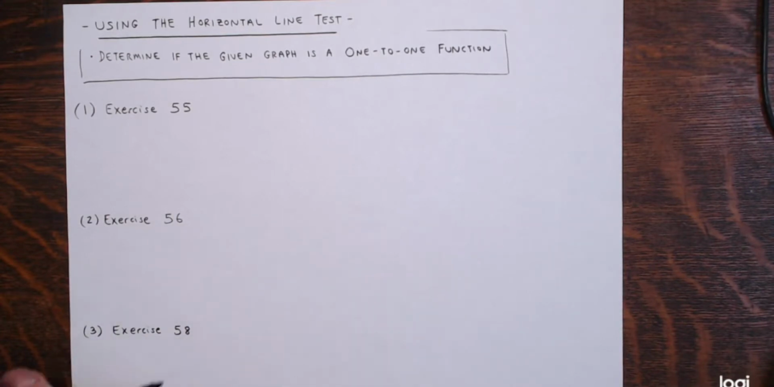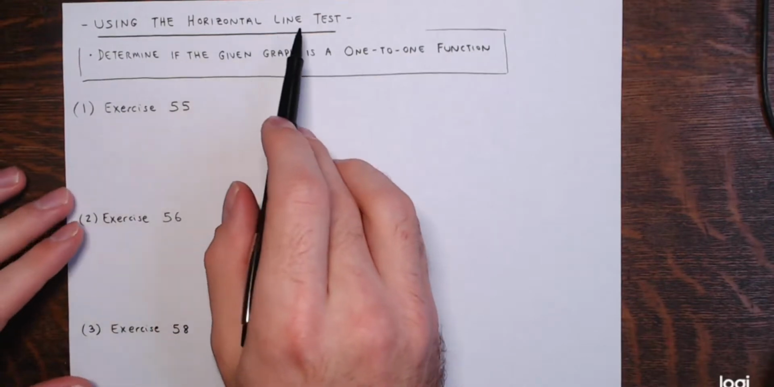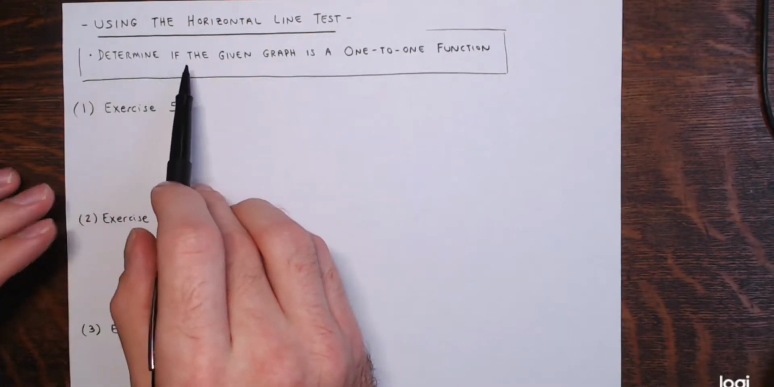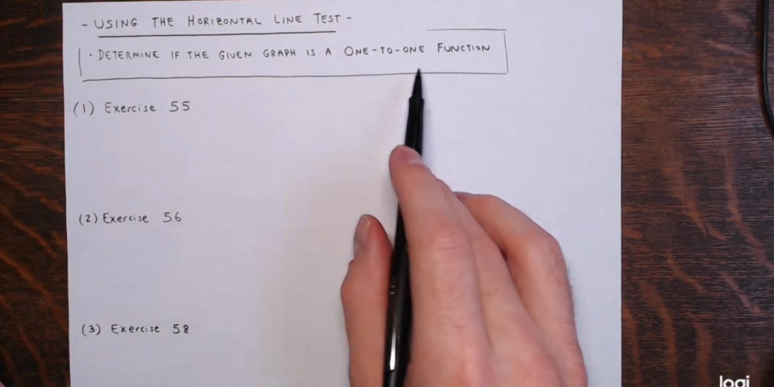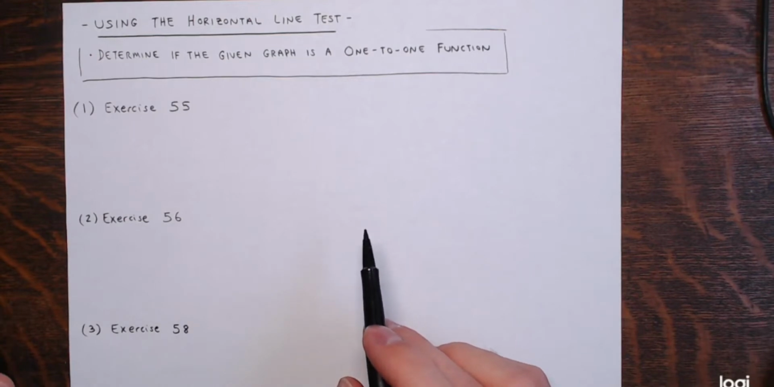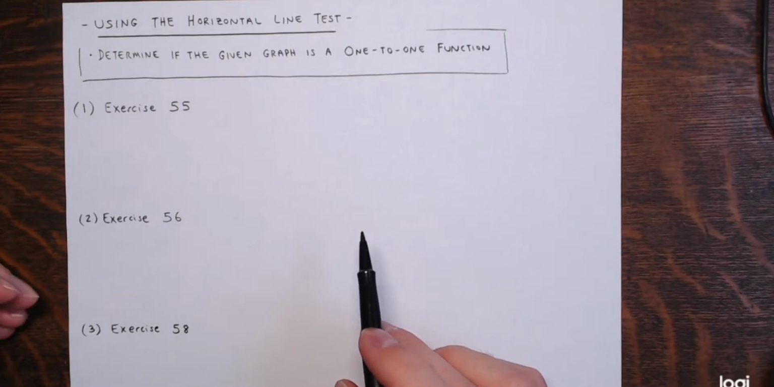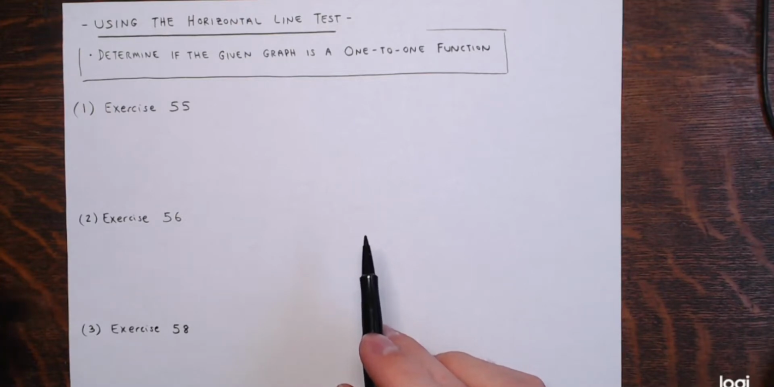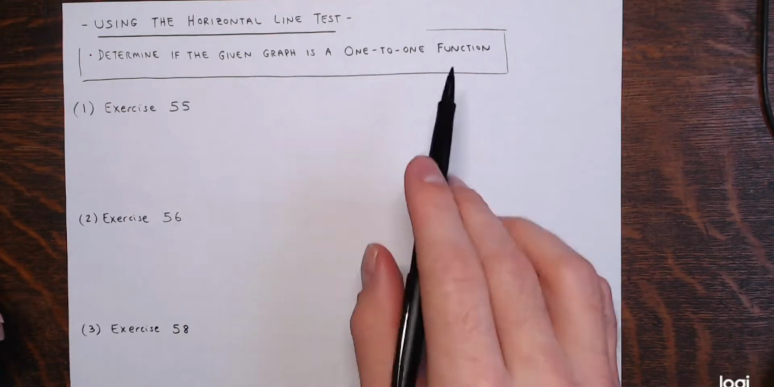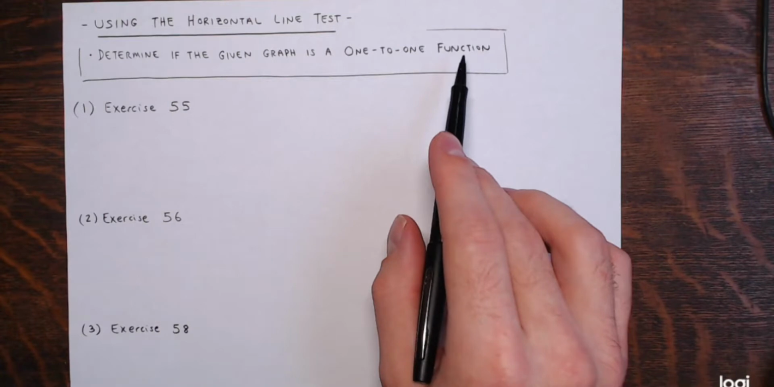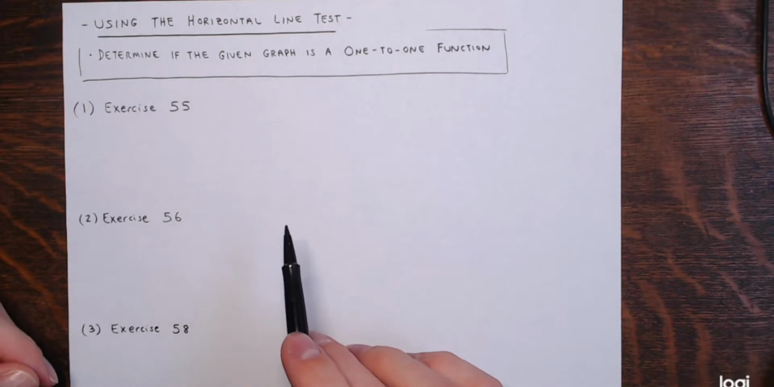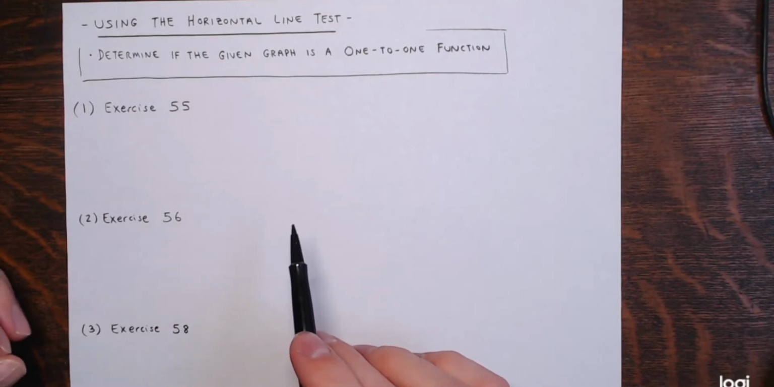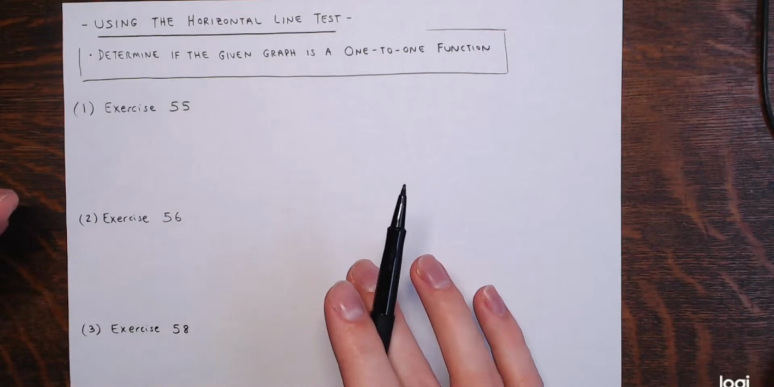where we're asked to use what's called the horizontal line test to determine if the given graph is a one-to-one function. Now, I have defined a one-to-one function in a previous video. A function is one-to-one if every output is paired with exactly one input. So it's a function, so every input is paired with exactly one output, but one-to-one functions also work the other way around. Every output is paired with exactly one input. So I'll just say out loud the definition of a one-to-one function here.